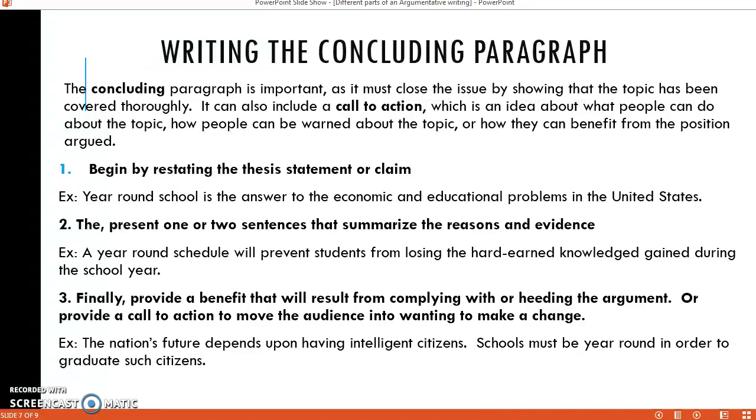Then you're going to present one or two sentences that summarize the evidence and reasons. A year-round schedule will prevent students from losing the hard-earned knowledge gained during the school year. Now, it is important that you do not just copy exactly what you wrote in those other paragraphs. You need to reword it, okay? And then you'll end it by providing a benefit that will result from following this argument, or a call to action that might want the audience to do more. A nation's future depends upon having intelligent citizens. Schools must be year-round in order to graduate such citizens.